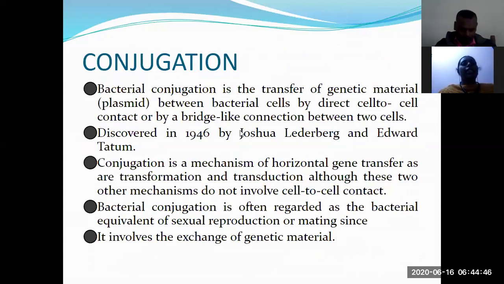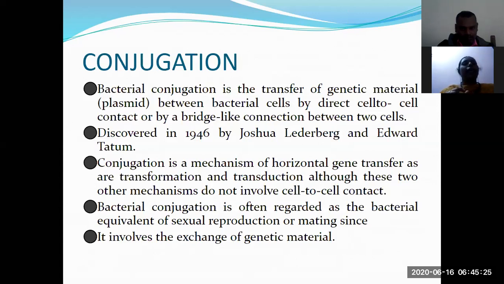Bacterial conjugation is the transfer of genetic material. Here, instead of DNA, he identified another genetic material called plasmid between bacterial cells by cell-to-cell contact, or you can say sexual contact. There is a connection between two cells by the formation of a bridge-like tube. This was discovered in 1946 by Joshua Lederberg and Edward Tatum.